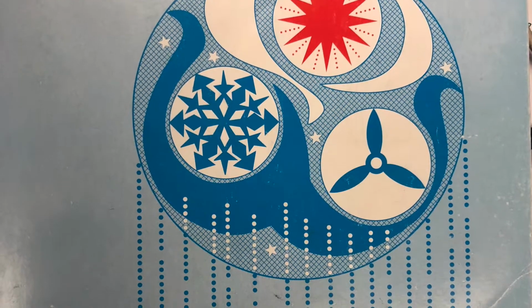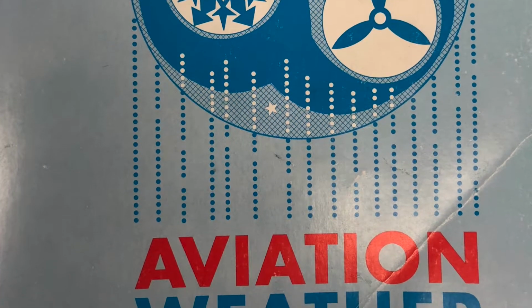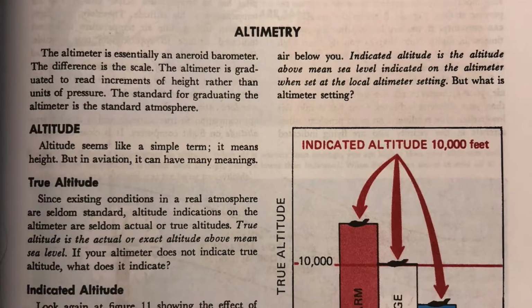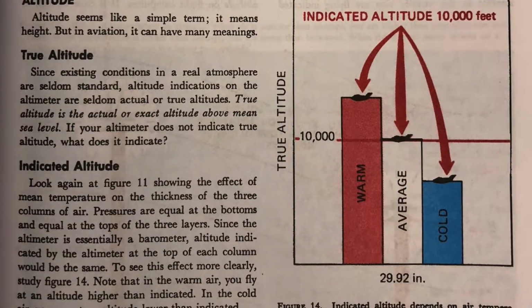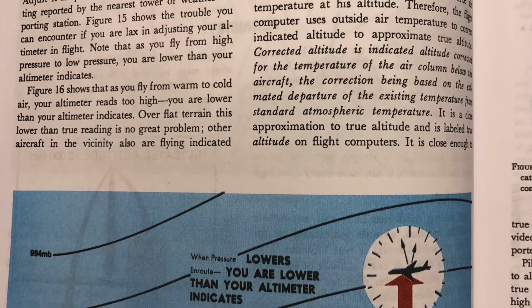A great resource for aviation weather is, of course, the Aviation Weather book. It is called AC 00-6A, and I'll put a link for it at the bottom of this video. It gives you explanations with some 1960s illustrations.